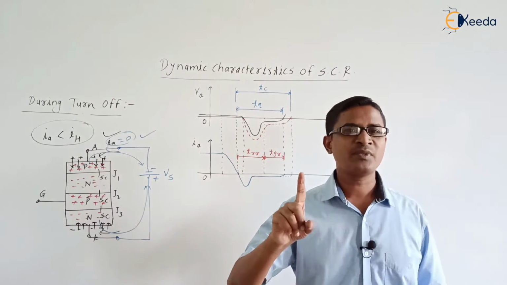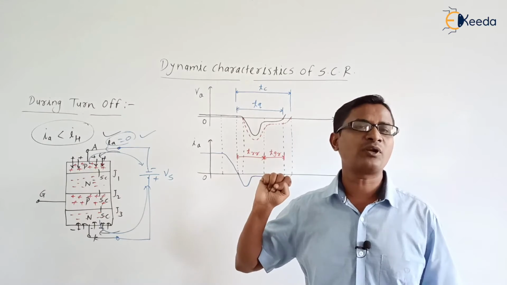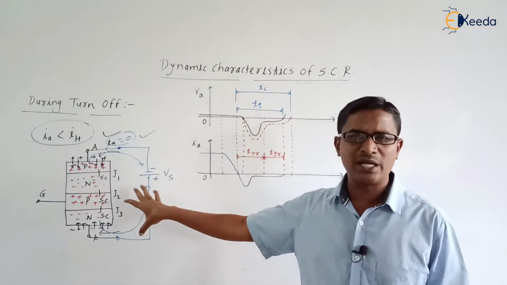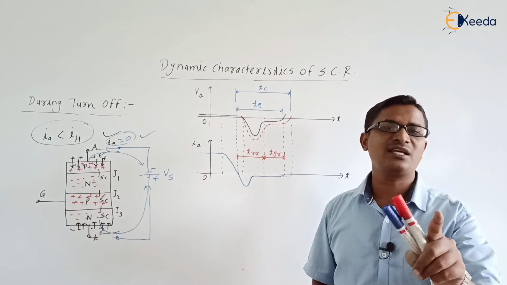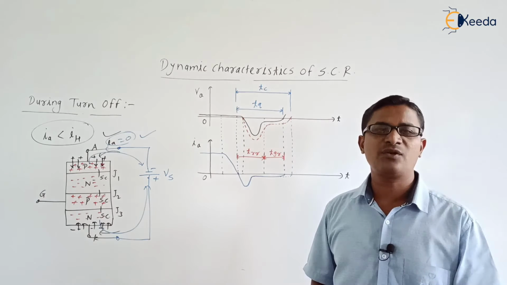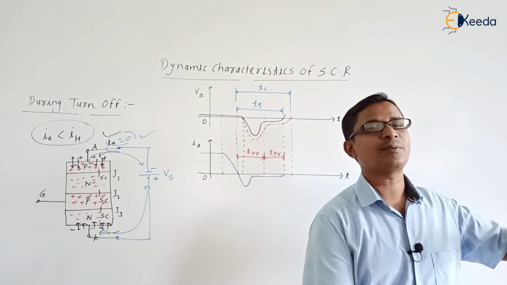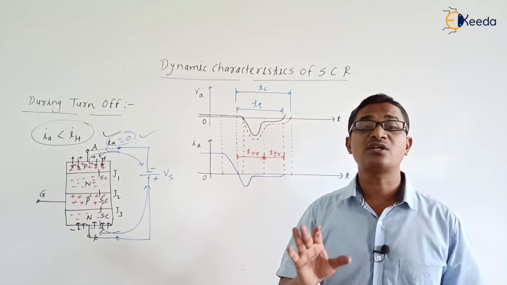Are you getting the point? I am repeating it again. This is a very important point. Before moving towards the characteristic, we are discussing how to turn off the SCR. The very first step to turn off the SCR is, first of all, make the anode current value less than the holding current value. For that I have disconnected the supply from the SCR, but only the disconnection of the supply from the SCR is not sufficient.